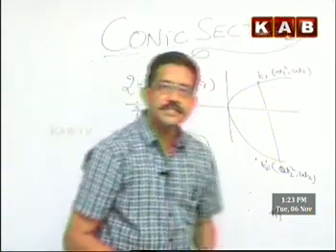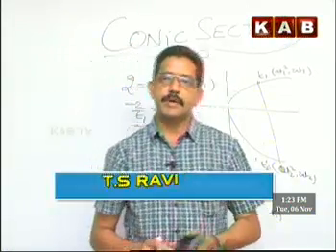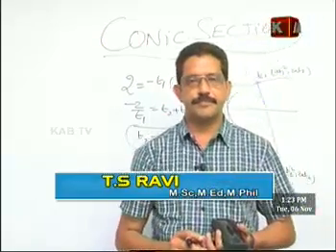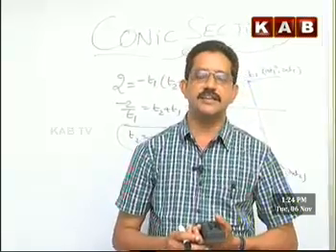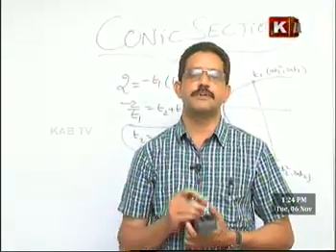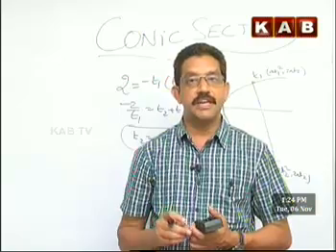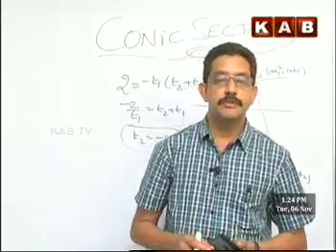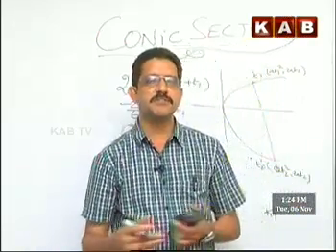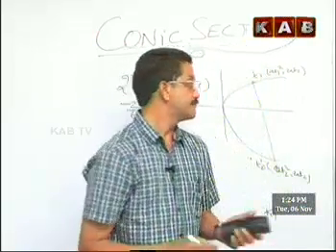The only thing in this is the parametric coordinates a t square, 2a t, the normal and the tangent. What is the tangent equation? y t is equal to x plus a t square. What is the normal equation? y minus 2a t is minus t into x minus a t square. If you remember, a lot of things can be simplified in this. So this is the normal and tangent.